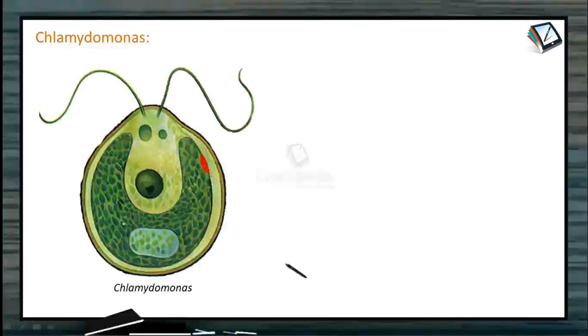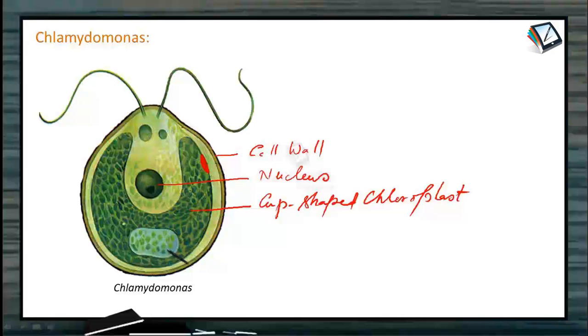Now we consider the structure and reproduction of two algal forms. One is Chlamydomonas. Let us see the structure. Chlamydomonas is unicellular and it has a typical cell wall, a nucleus, a cup-shaped chloroplast, and this chloroplast has a pyrenoid. This pyrenoid is a proteinaceous structure which stores starch.